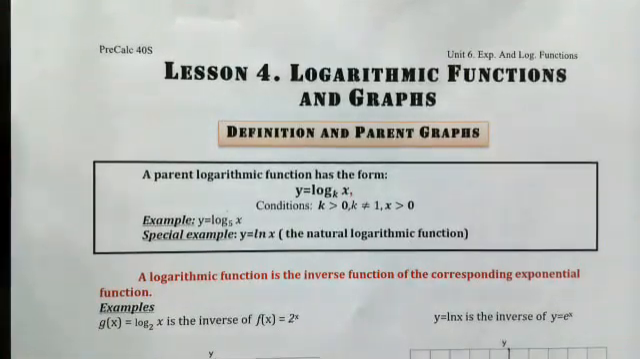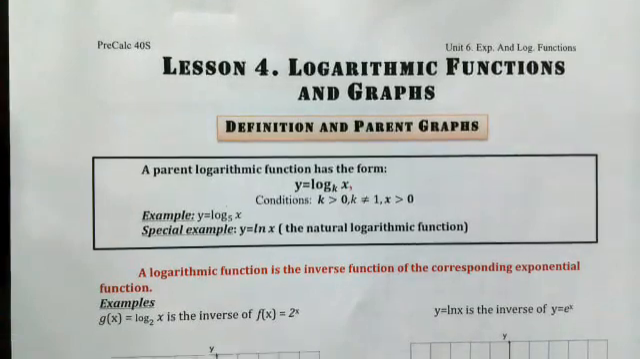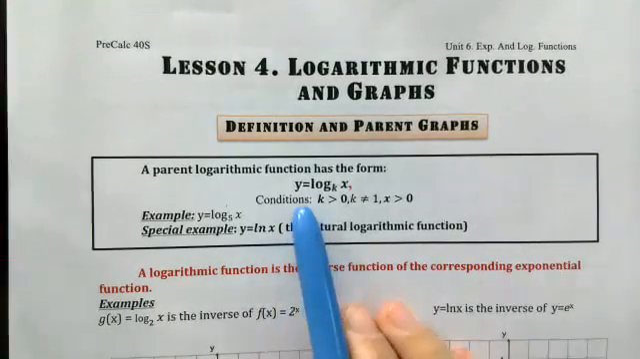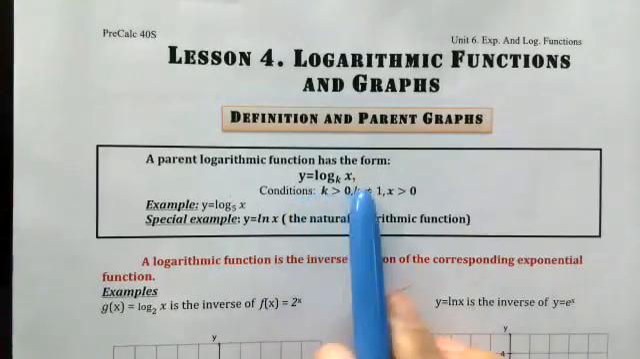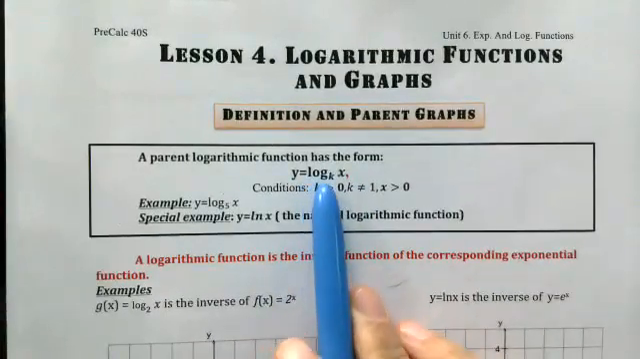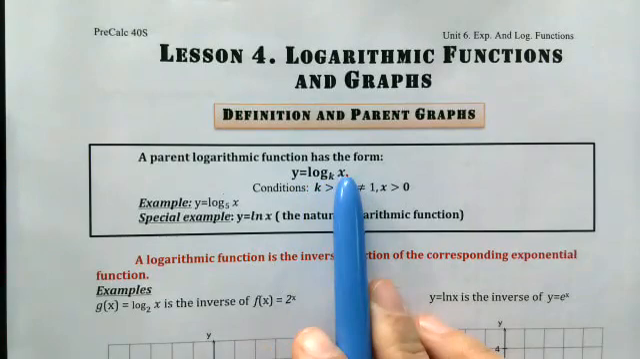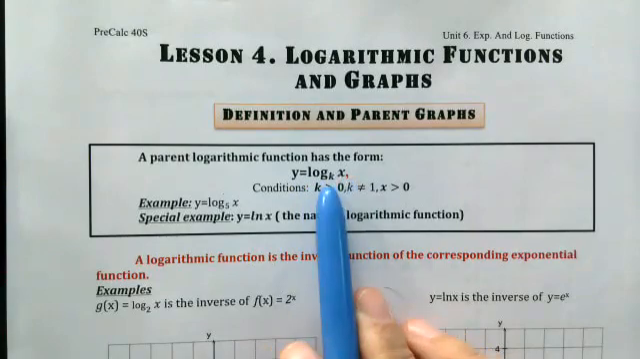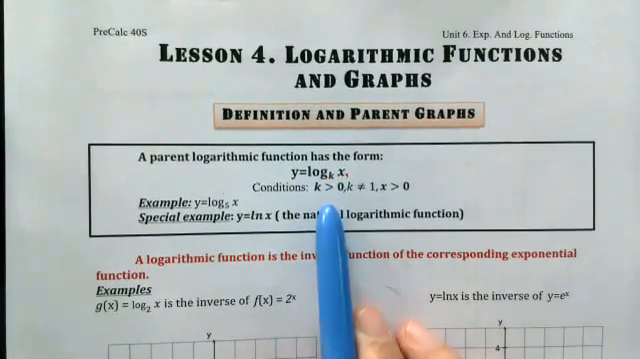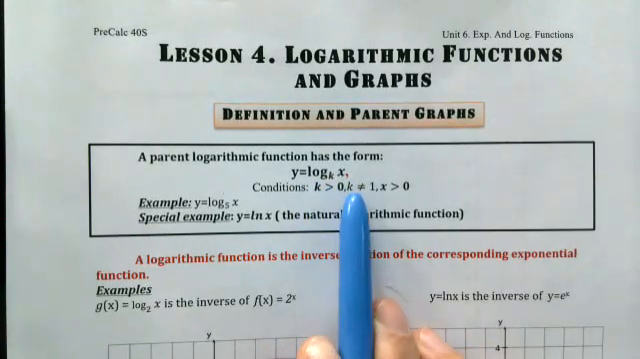So logarithmic functions, graphs. We're going to start with the definition of the parent function and parent graphs. So we have the parent logarithmic function looking like this: y equals log in base k of x, with the same conditions we had for the logarithm calculation. So we cannot have our base be a negative number, and it has to be different than 1, so positive, different than 1.